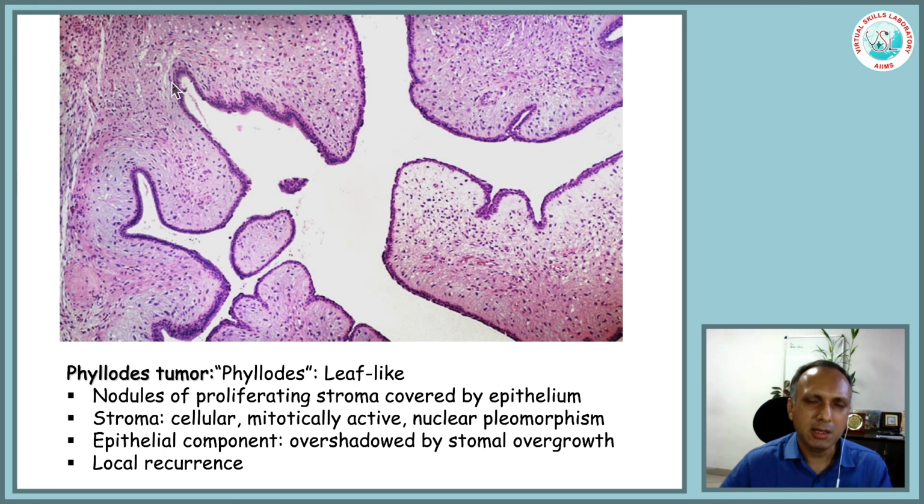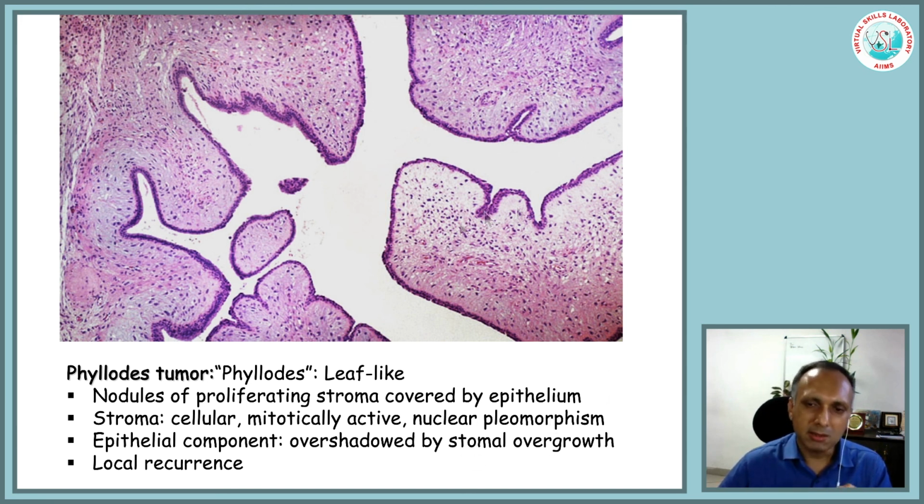And microscopically they have so much proliferation of the stroma that they sometimes give rise to these leaf-like fronds. These leaf-like fronds give the name phylloides tumor. Phylloides means like leaves. So there are nodules of proliferating stroma lined by dual layered epithelium. The only difference is that this stroma now has more nuclear atypia and increased mitotic activity depending upon the grade of the phylloides, whether it is a benign, borderline or a malignant phylloides tumor.